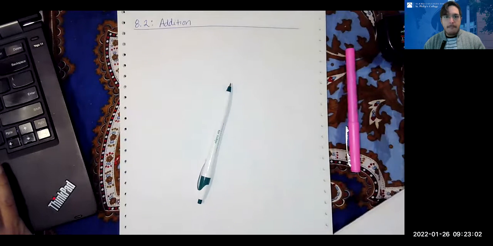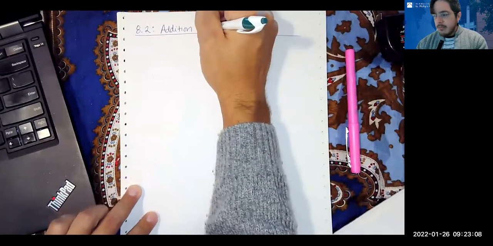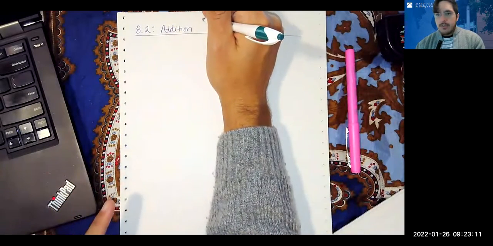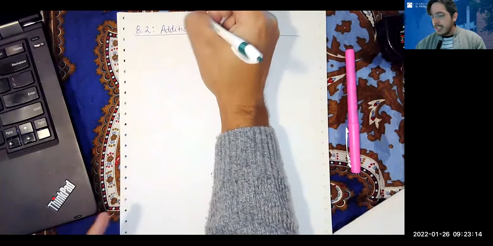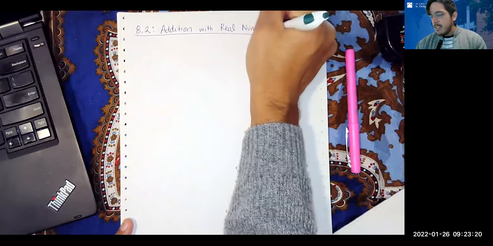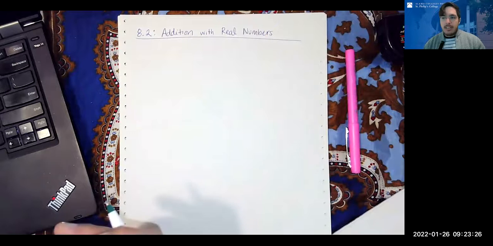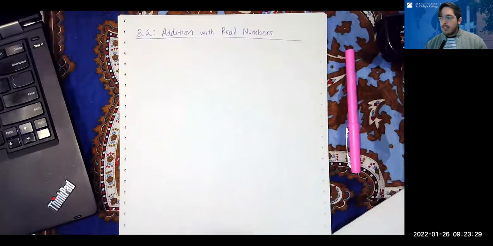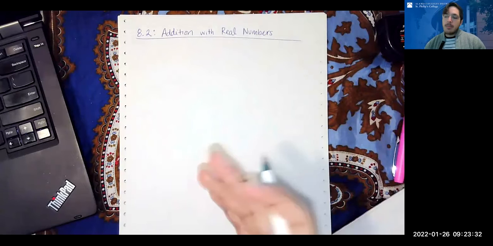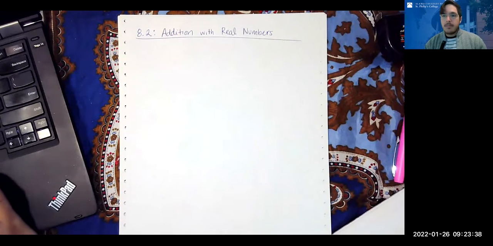Okay. Let me go ahead and switch back to my document camera. Today we're going to be starting section 8.2, and we're going to be doing addition with real numbers. This might seem very simple, so if it is, just bear with me. But what I hope to do is clarify the rules of addition so that we don't make what will later be minor arithmetic errors as we get into more complicated problems.